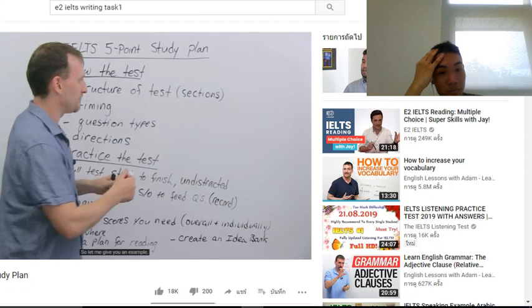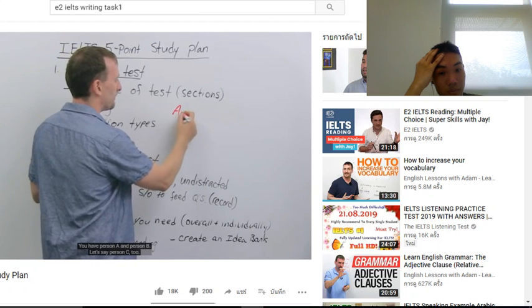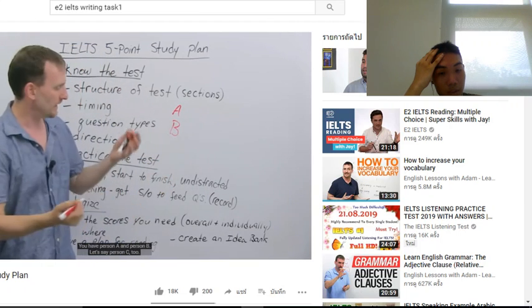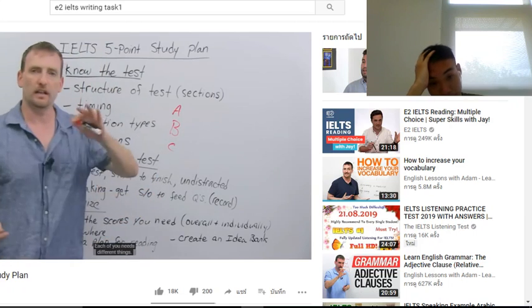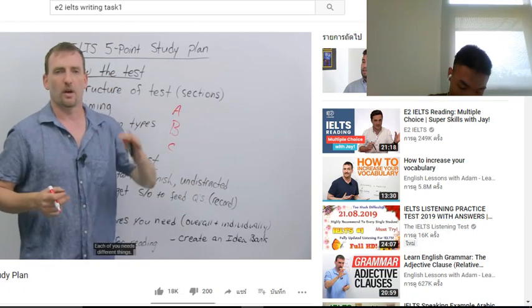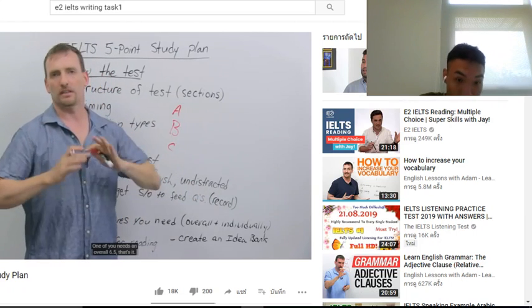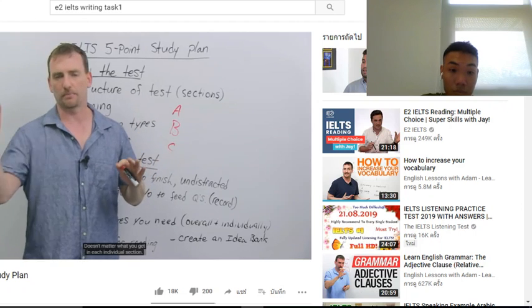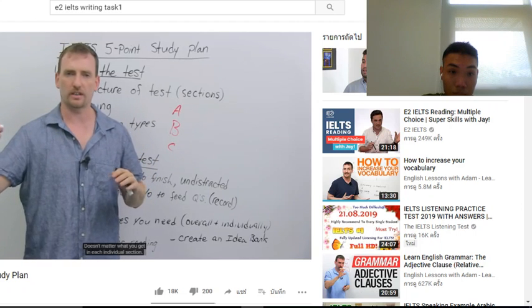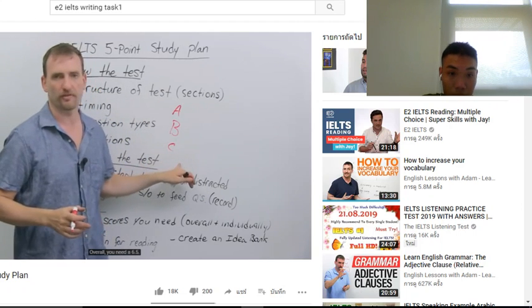So let me give you an example. You have person A and person B. Let's say person C too. Each of you needs different things. One of you needs an overall 6.5. That's it. Doesn't matter what you get in each individual section. Overall, you need a 6.5.